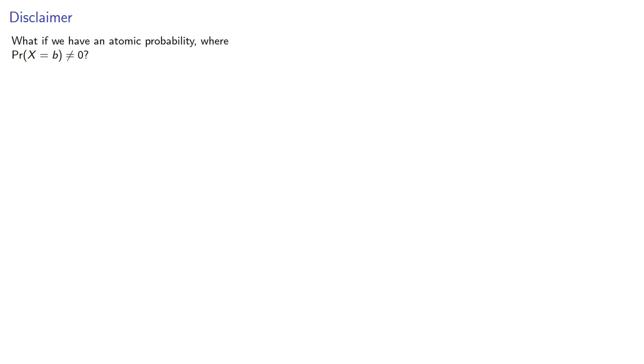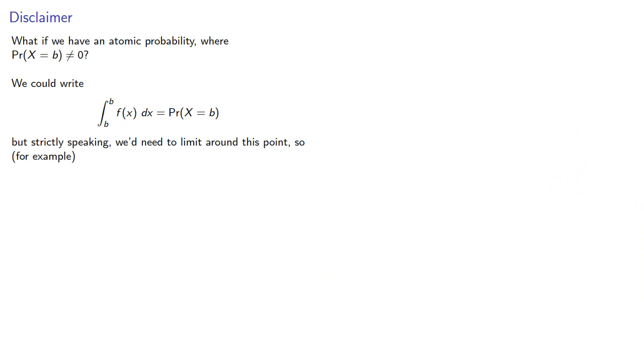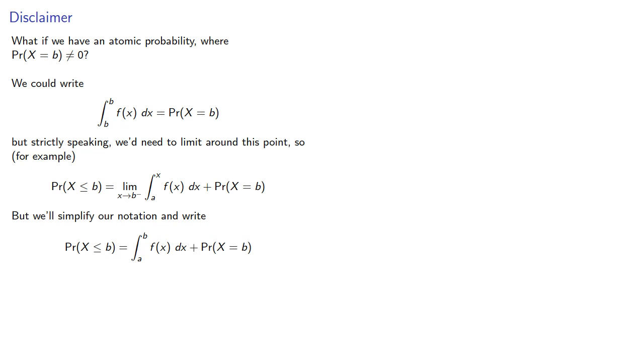Now, what happens if we have an atomic probability where the probability of a specific value is not 0? We could write something like this where the integral about a single point is some value, but if I wrote that, they'd revoke my mathematician card, so I'll say that strictly speaking, we need to limit around this point. So, for example, this probability that x is less than or equal to b is going to be that limit plus the probability. But we'll simplify our notation and just drop the limit part of it, where it's understood that our integral doesn't actually include that boundary.